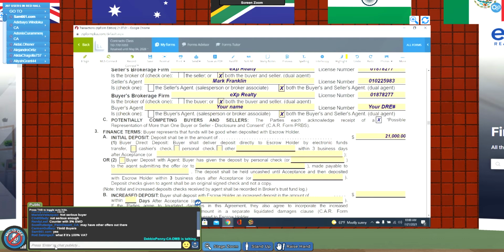Now, you see all of these other places that you could check a box and what have you. Just leave it blank. Buyer shall deliver deposit directly to escrow holder by electronic funds transfer. That's wiring. Or cashier's check, personal check, or other within 3 business days after acceptance. You don't have to go in and write anything. Leave it blank, it's fine. They give choice of how they want to deliver that money to escrow.